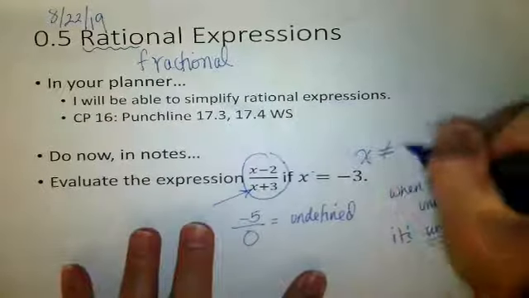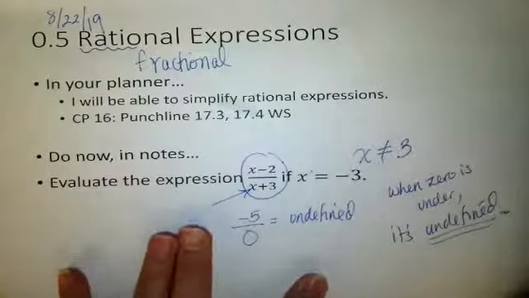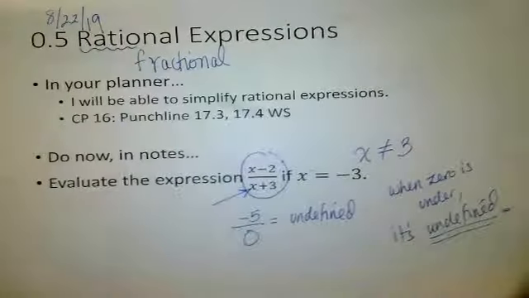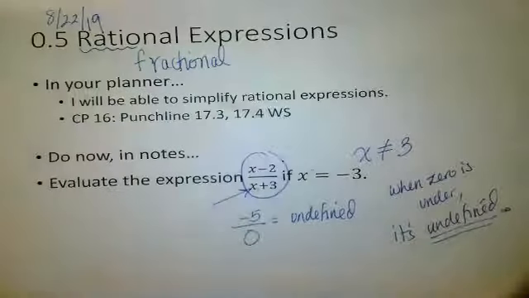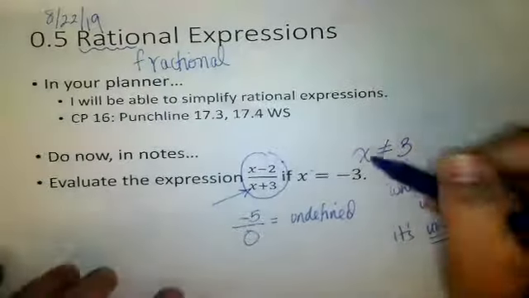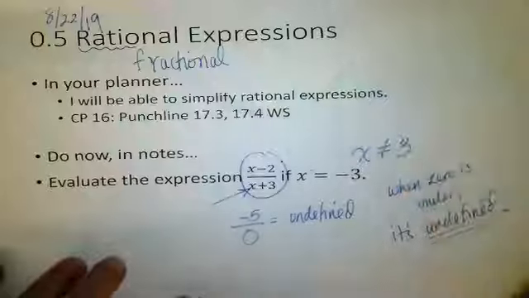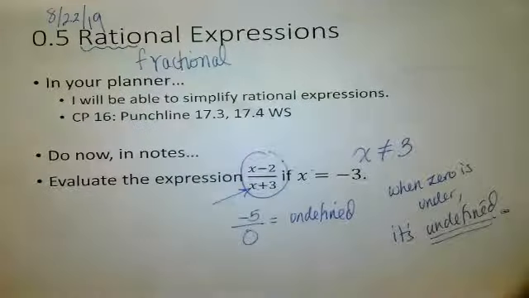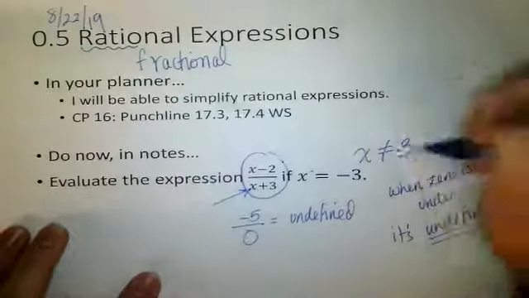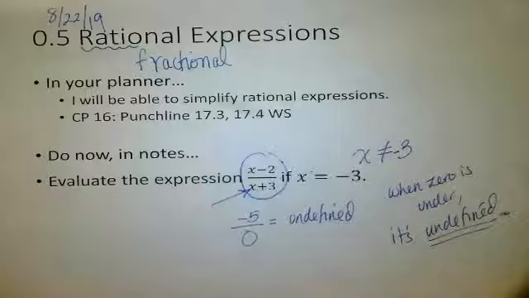X cannot equal -3 is the domain of this. Well, the domain is everything else, okay? All real numbers except x equals -3. Right, thank you, -3. And that's something I want you to be thinking about. It's not super relevant today or tomorrow, but we are going to have to talk about that when we go to graphing. So I like to point that out.